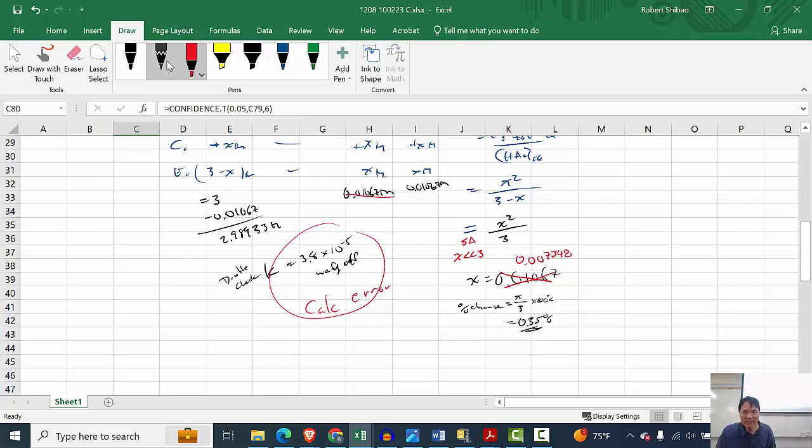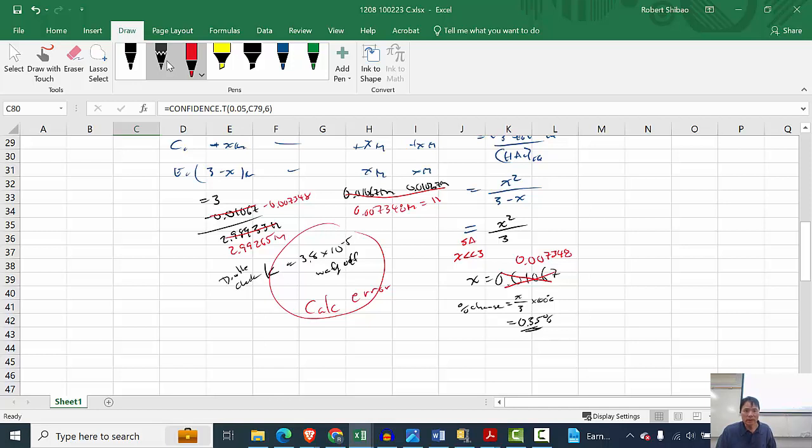So I'm going to redo these numbers here. Both of these are going to be 0.007348 molar, and this is going to equal the same. And then I'm going to recalculate this. This is 3 minus 0.007348, which comes out to 2.99265. That should be enough.